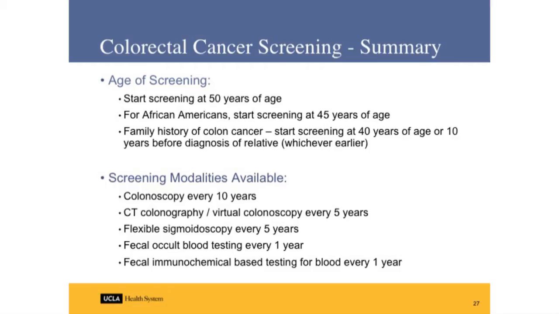The different screening modalities that are available are colonoscopy, which is recommended every 10 years, a CT colonography, or a virtual colonoscopy, which if you have that done, is recommended every 5 years, a flexible sigmoidoscopy, which is recommended every 3 to 5 years, and then if you're doing the stool-based test, they're recommended every 1 year.